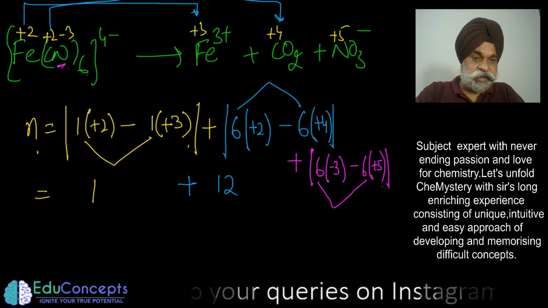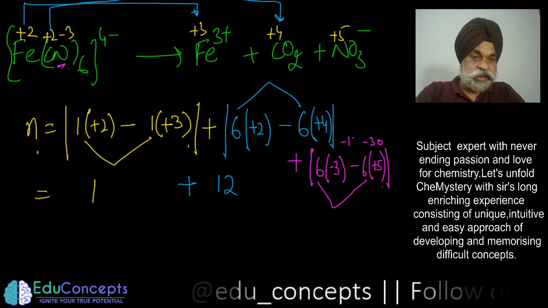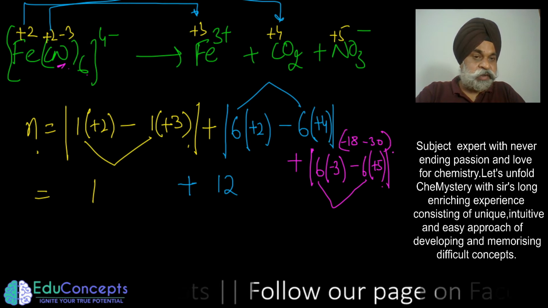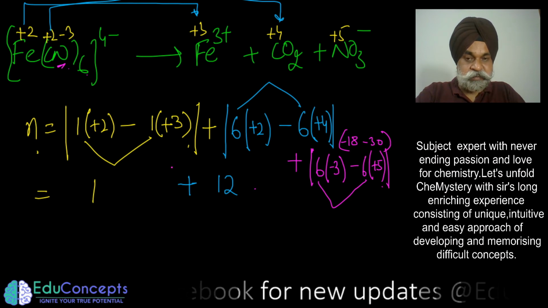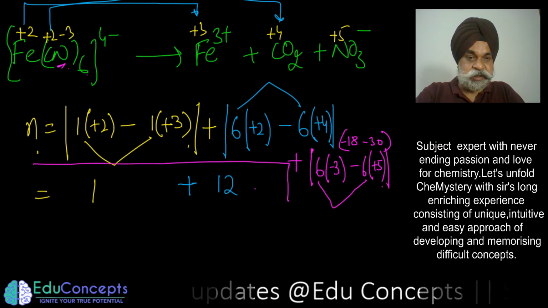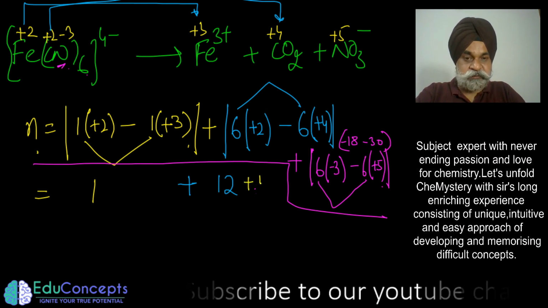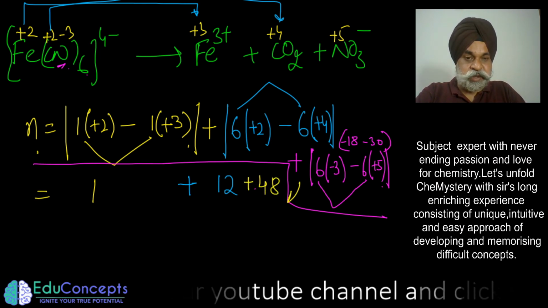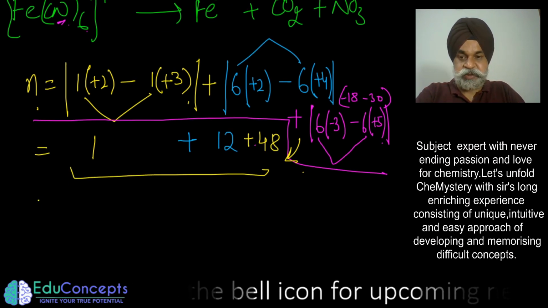So how much does it become? This is minus 30 and this is minus 18. So the total would become minus 48, but you have to take the mod. So it would become plus 48 from here. So how much would the total become? The total has become 61.